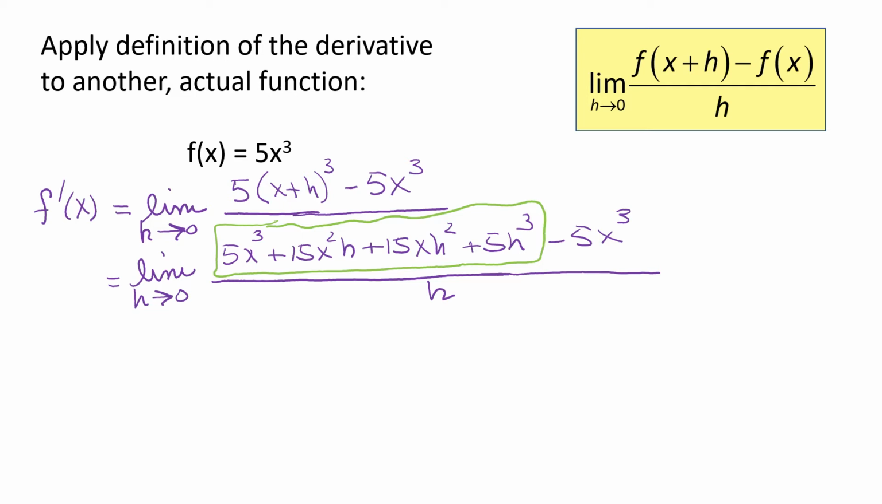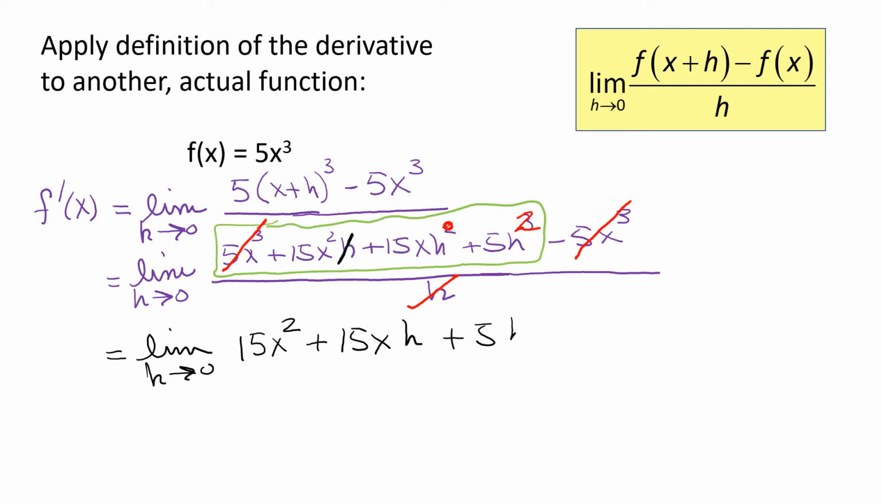So what happens here is 5x cubed cancels because you subtract two identical terms, they go away. This h cancels the only one here. One of those stays and this becomes a 2. And so what I'm left with is the limit as h goes to 0 of, I meant to cancel this one too, so 15x squared plus 15xh plus 5h squared.